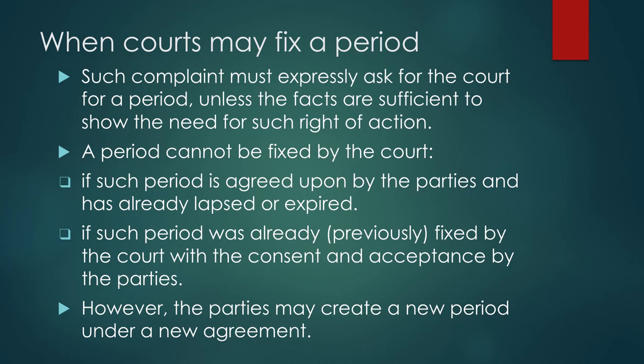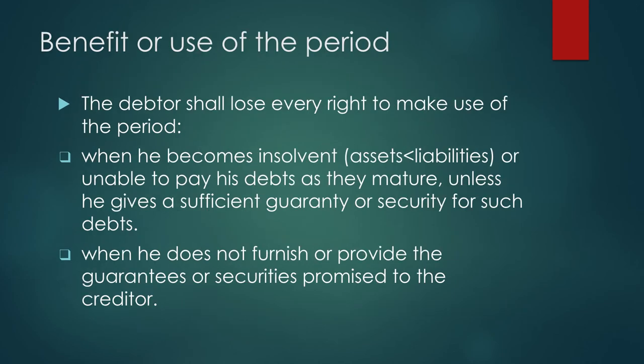When courts may fix a period, again, such complaint must expressly ask the court for a period unless the facts are sufficient to show the need for such right of action. A period cannot be fixed by the court if such period is agreed upon by the parties and has already lapsed or expired, or if such period has already been previously fixed by the court with the consent and acceptance by the parties. However, the parties may create a new period under a new agreement. So technically, the courts will not just intervene. They respect the sanctity of the contract between the parties.